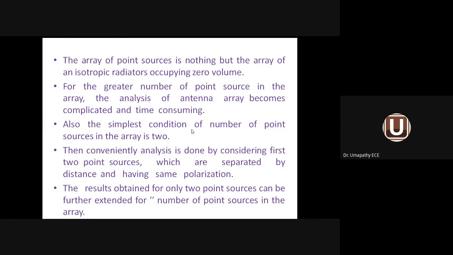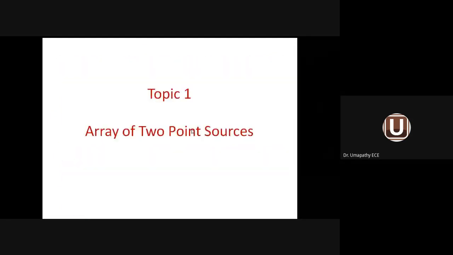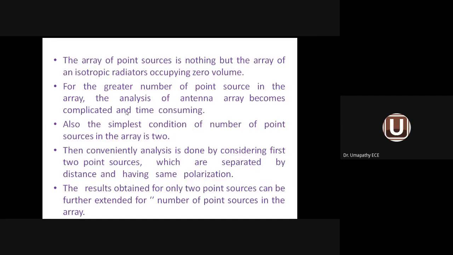So what is the simplest array available? Two element array. So I go for a two element antenna array. Array of 2-point sources. Two sources means radiator or antenna element. For a greater number of point sources in the array, the analysis becomes complicated and time consuming. So I take a very simple array, I do some manipulation and calculation, then I will go for n number of sources in an array, n point array. In that way, we will not come across a complicated and time consuming situation. So the simplest condition of number of point sources in the array is 2. So we go for a 2-point array.